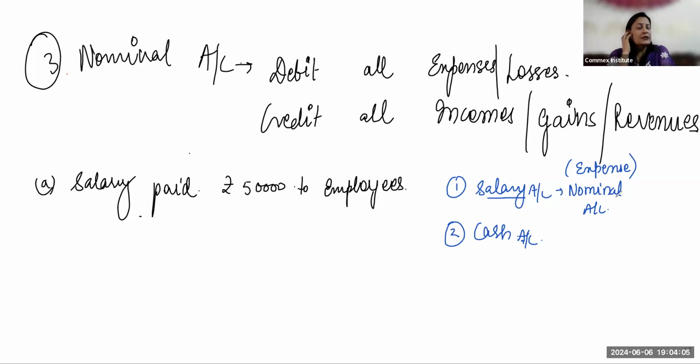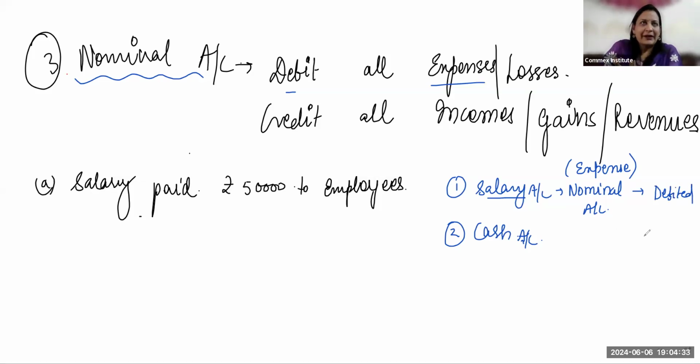Sometimes students have confusion, ma'am, salary is income. No, we are talking from the business point of view. So for the business, salary paid to the employees is an expense, and therefore it becomes a nominal account. And in a nominal account we have to debit the expense. So salary account would be debited.